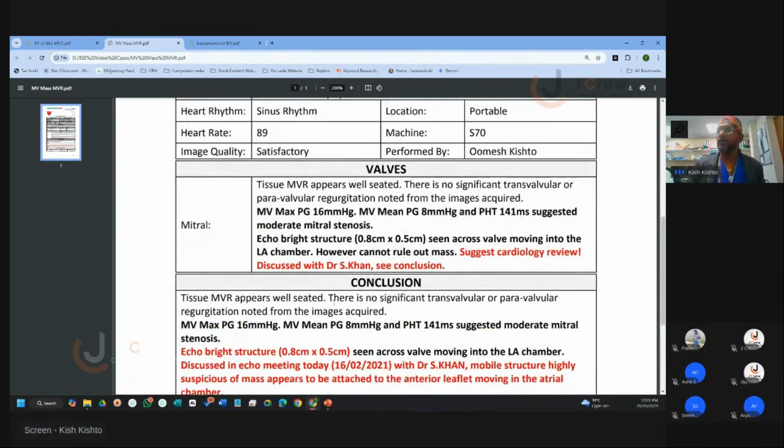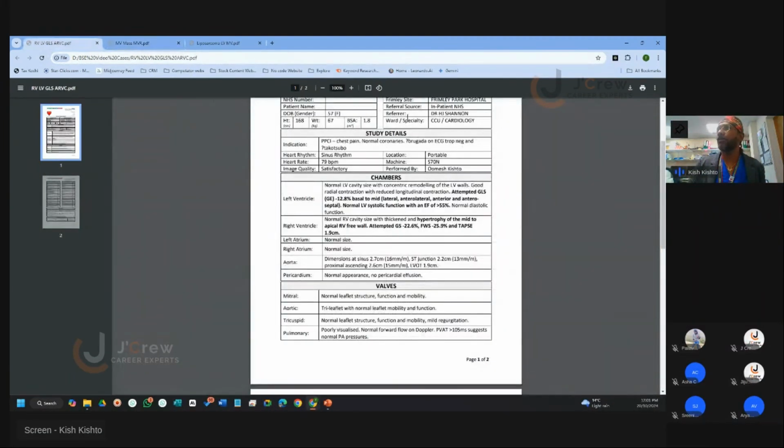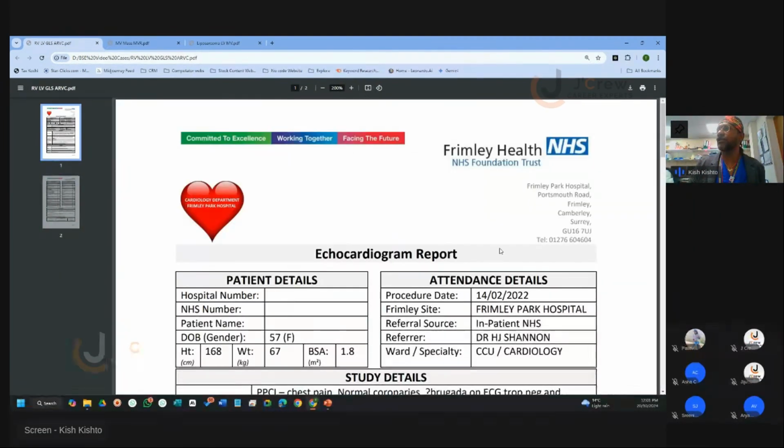I don't know if I have the images, guys. I will see if I can see. And then the other report which I've done, I wanted to show you guys was.